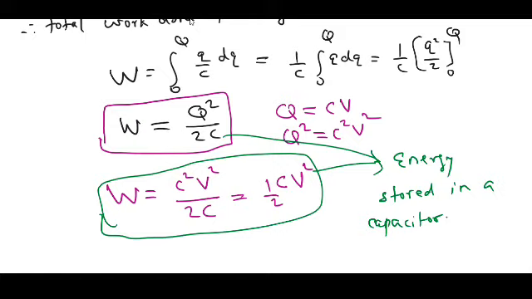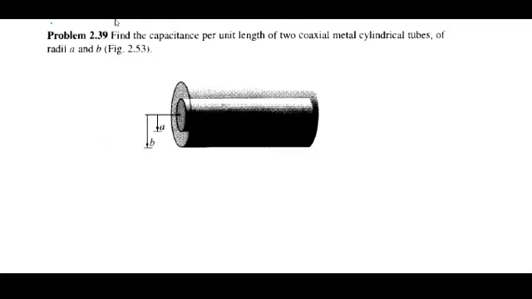Fine. Now let us do a problem. This is a question. Find the capacitance per unit length of two coaxial metal cylindrical tubes of radii A and B. Here we have two cylindrical tubes. One is having the small radius A, that is this one, and another is having the larger one having the radius B. That is here B is greater than A. We have to find out the capacitance per unit length.